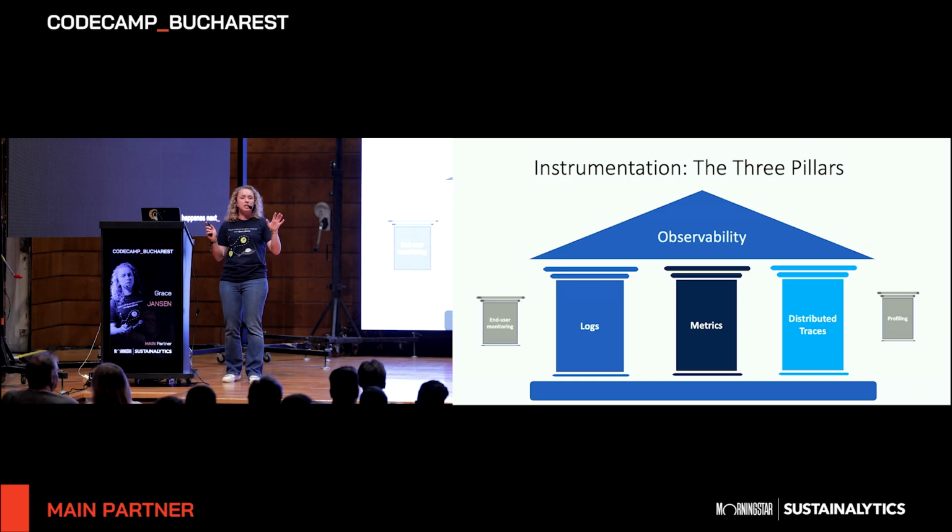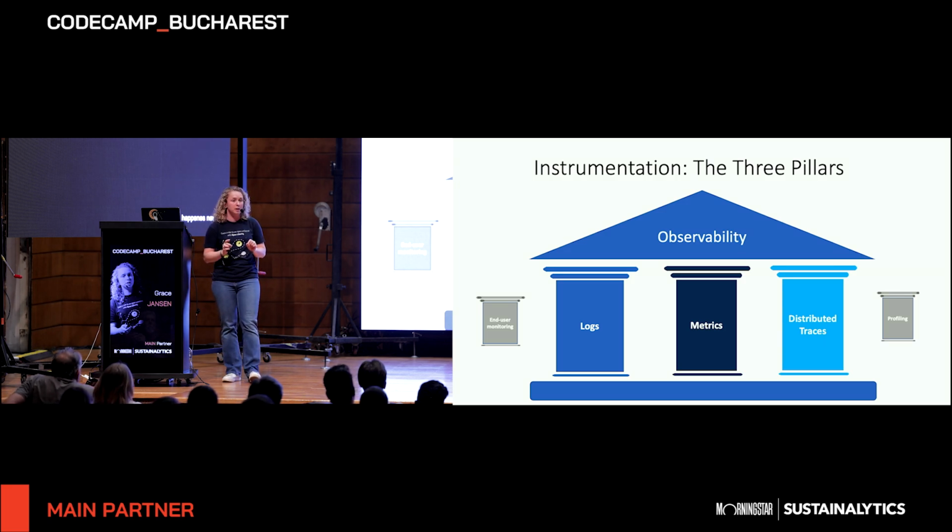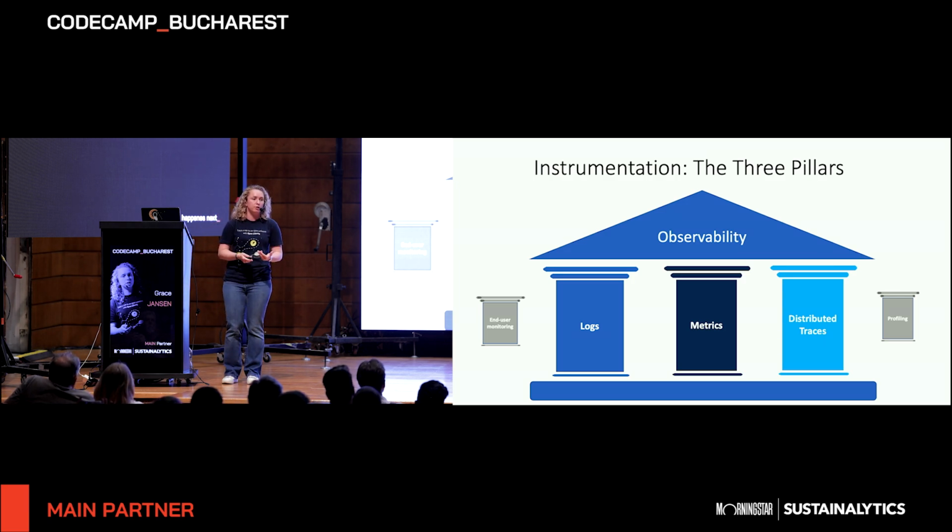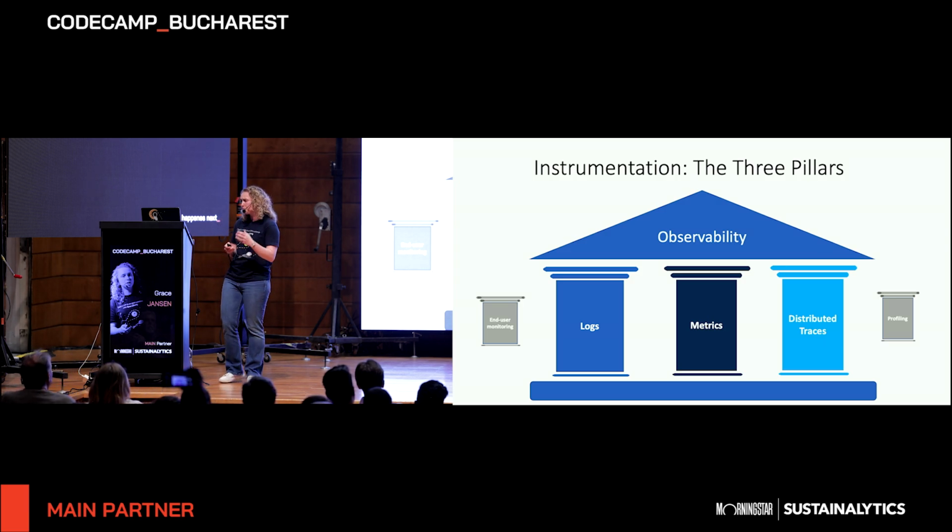Now, that's not to say these are the only pillars of observability. They're just the core 3 that are included in many of the open source specifications that are out there at the moment, like Open Telemetry. There is hope that in the future, they're going to expand that to include some of these additional pillars.